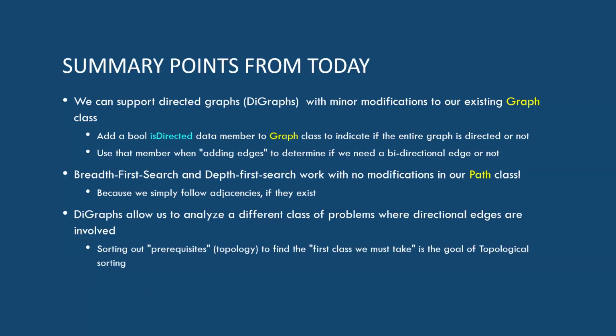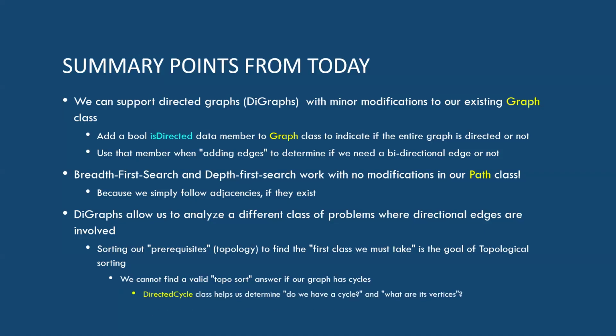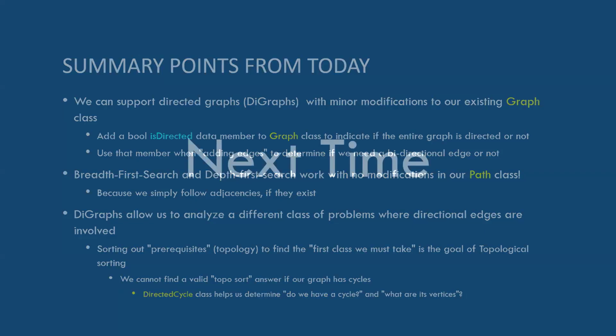Solving this prerequisite problem is the first key step in solving a lot of other harder problems, as we will see, okay? So that's our topological sort. And finding cycles allows us to do that because we can't really do that in a graph that actually has cycles, okay? So we've created this directed cycle class to help us do that.